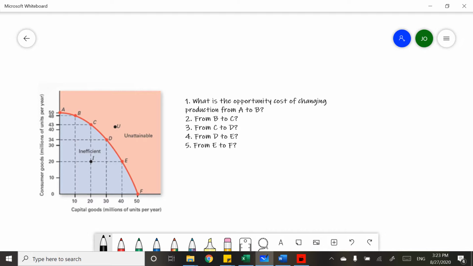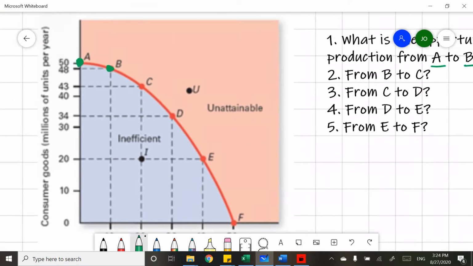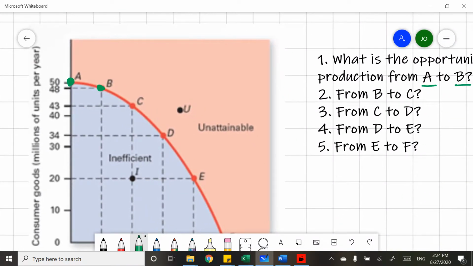we're going to subtract. Okay, so we have example number 1 that says, what is the opportunity cost of changing production from A to B? So let's go ahead and pinpoint those production possibilities. So we're talking about A and B. So that's going to be this point on the graph and that point. Let me go ahead and zoom in so we can see the numbers clearly.